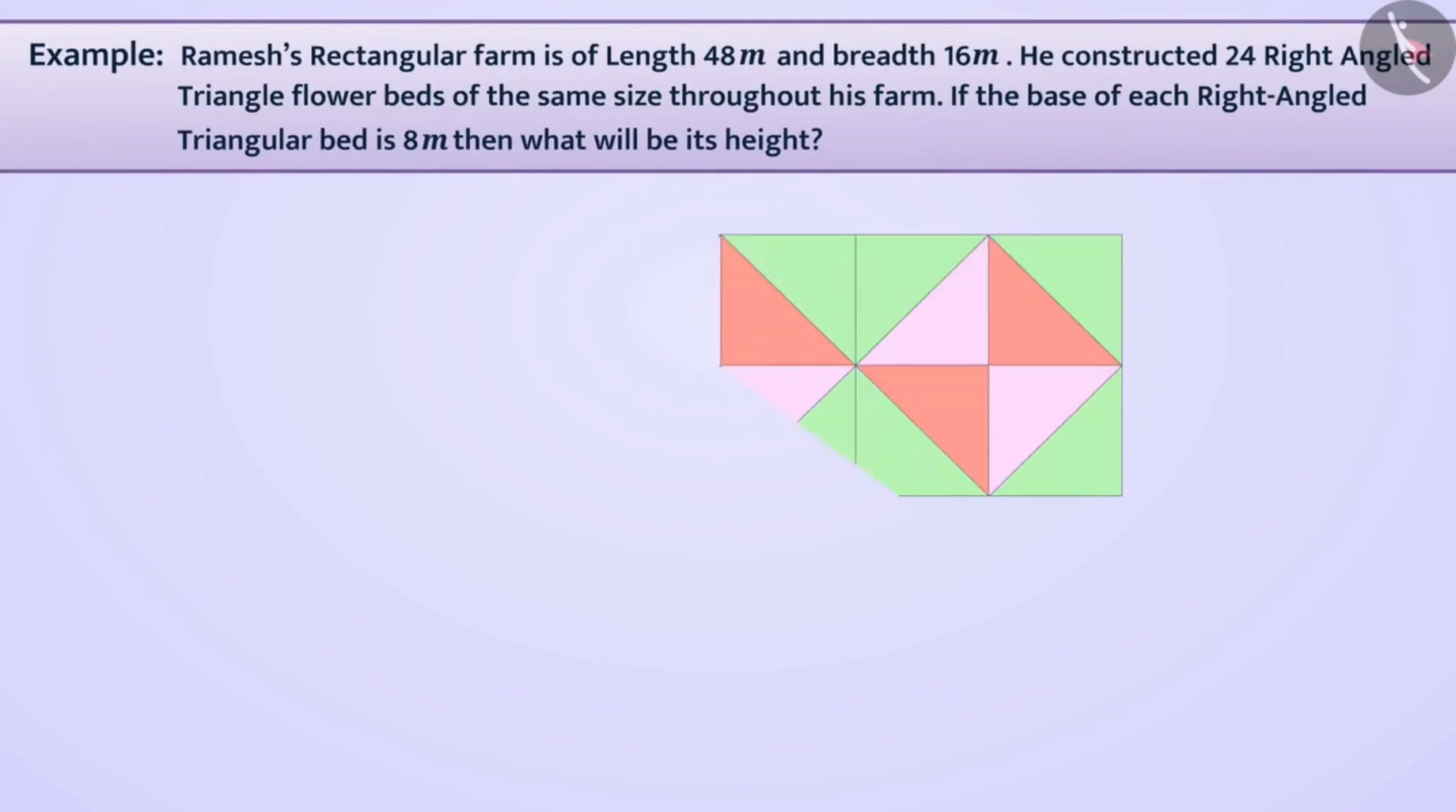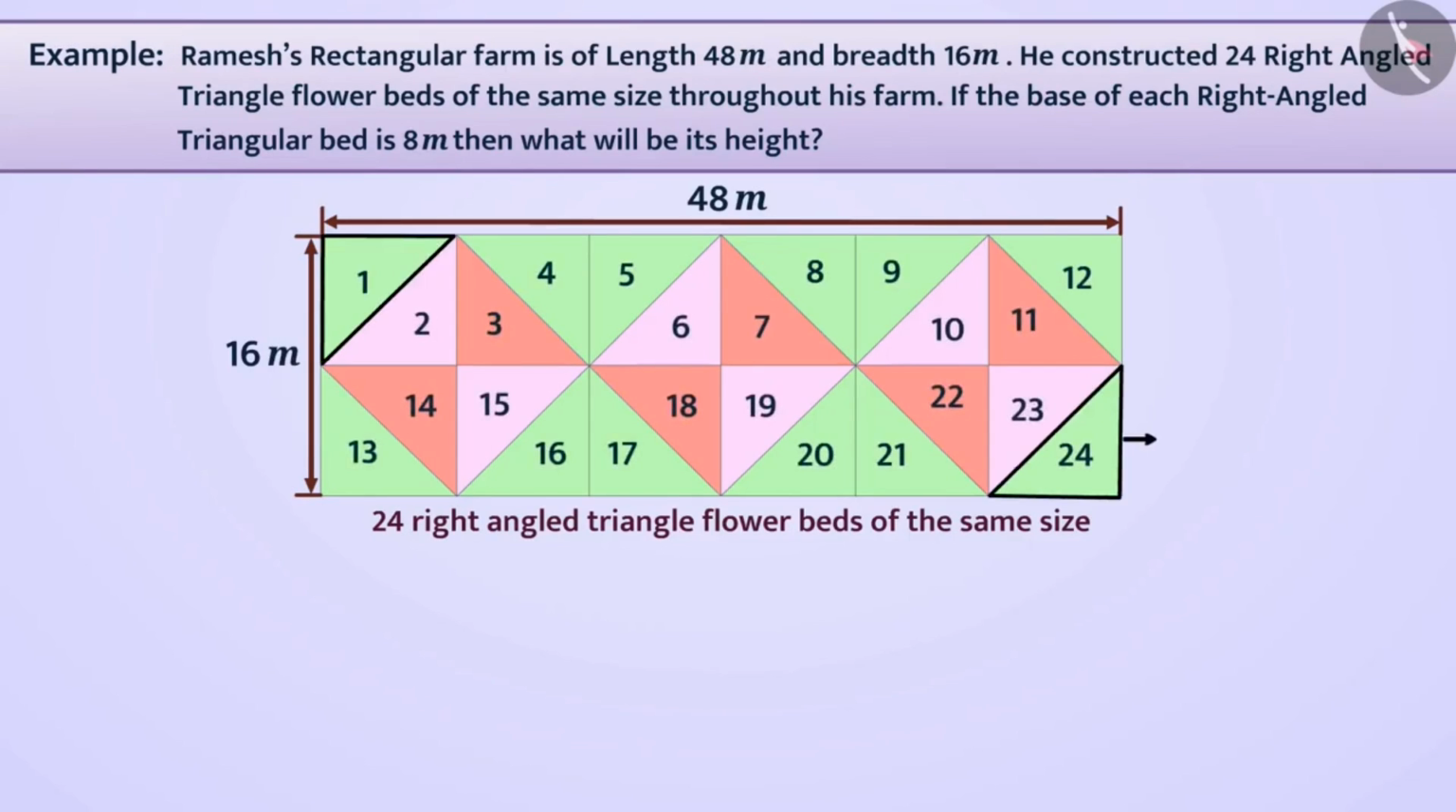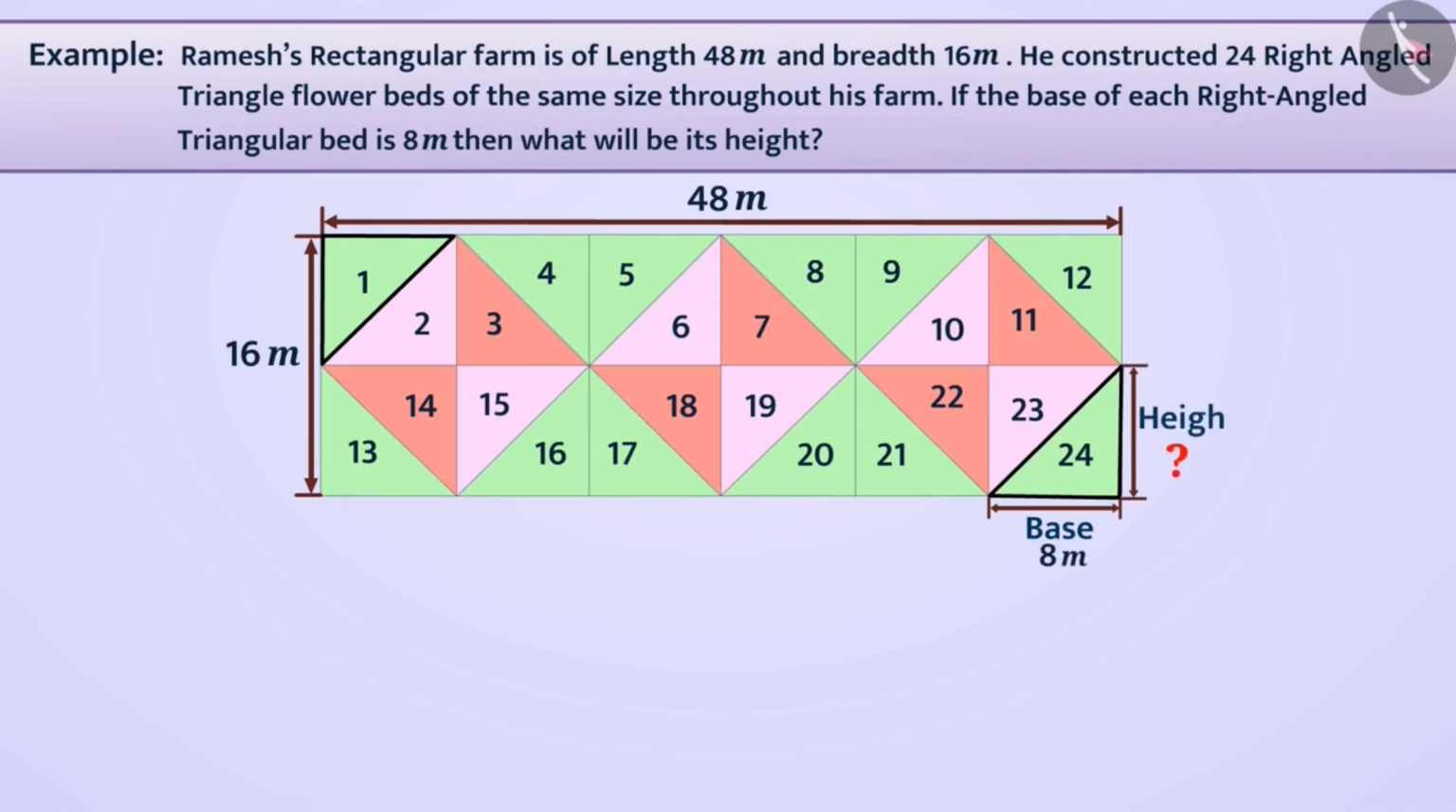Next example. Ramesh's rectangular farm is of the length 48 meter and breadth 16 meter. He constructed 24 right-angled triangles, flower beds of same size throughout his farm. If the base of each right-angled triangular bed is 8 meter, then what will be its height?